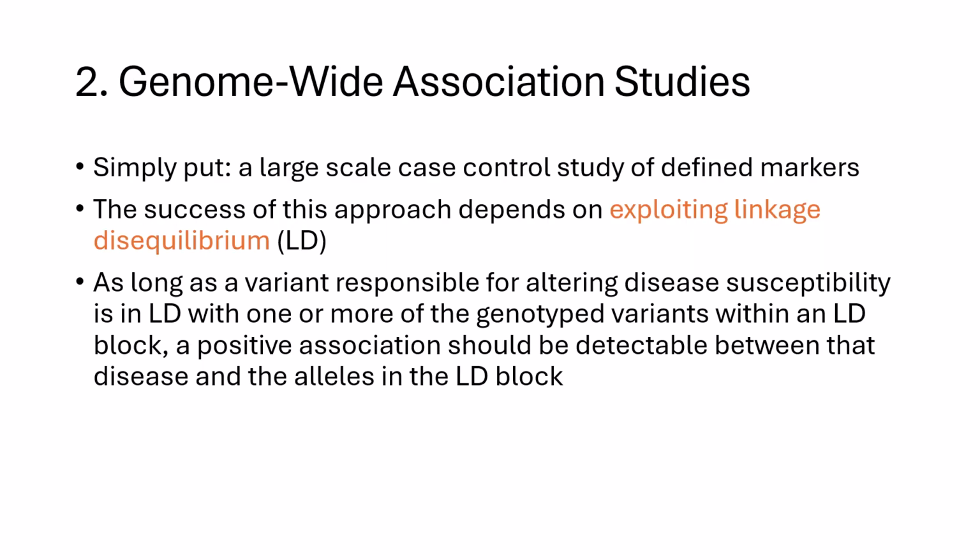Let's move on to genome-wide association studies. Simply put, genome-wide association studies are large-scale case-control studies of defined genetic markers. The success of this approach depends on exploiting linkage disequilibrium. As long as a variant responsible for altering disease susceptibility is in linkage disequilibrium, which means they occur together with one or more of the genotype variants within an LD block, a positive association should be detectable between that disease and the alleles in that block. So it's basically identifying blocks of association with a particular disease.